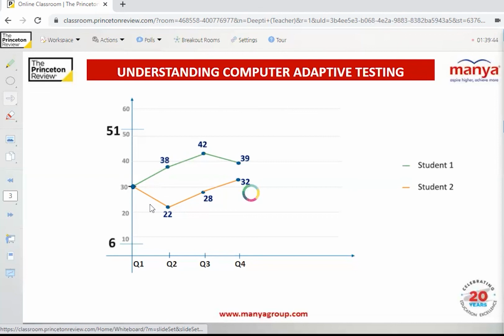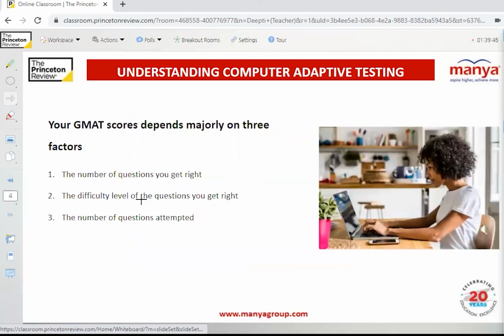So overall, your score largely depends on the number of questions you get right, the difficulty level of the questions you get right, and the number of questions attempted. Now remember, there is a heavy penalty for leaving the questions at the end of the section. So you must complete the test at any cost.